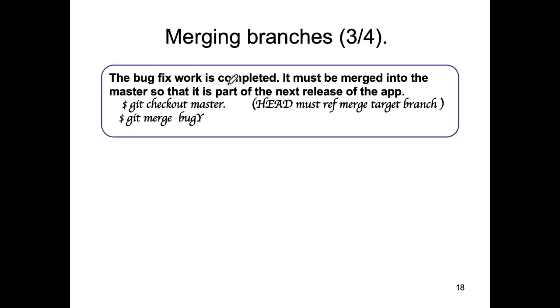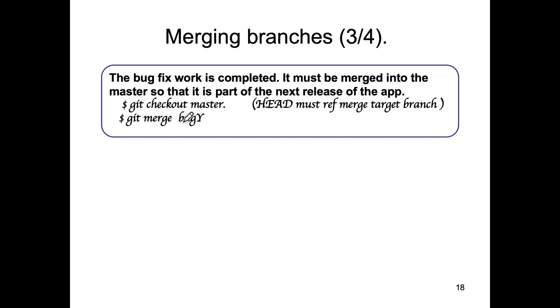The bug fix is now completed, and it must be merged back into the master. How do we do that? This is how we do a merge. There are 2 steps to it. You first of all have to switch your working directory to the branch that you want to merge into. We're always merging into the master. So we check out the master, and then here's the merge command, git merge, and you specify the branch that you want to merge. You're always merging into the current branch. The current branch is master in this case, because we've just checked out master.